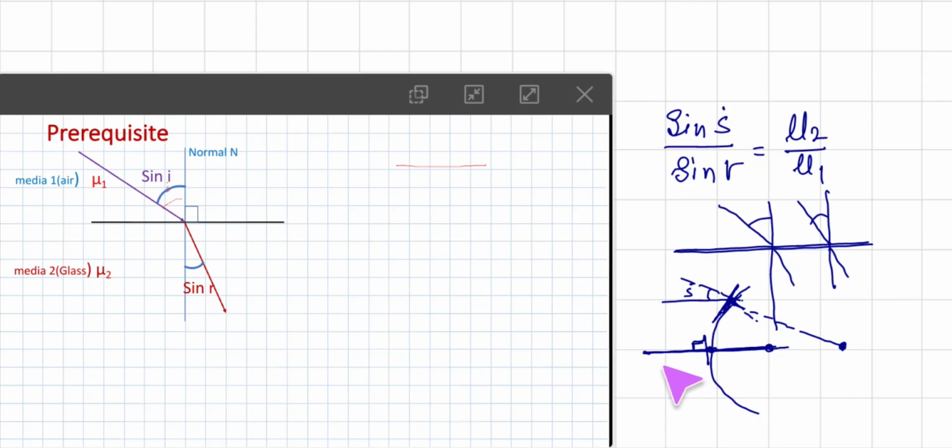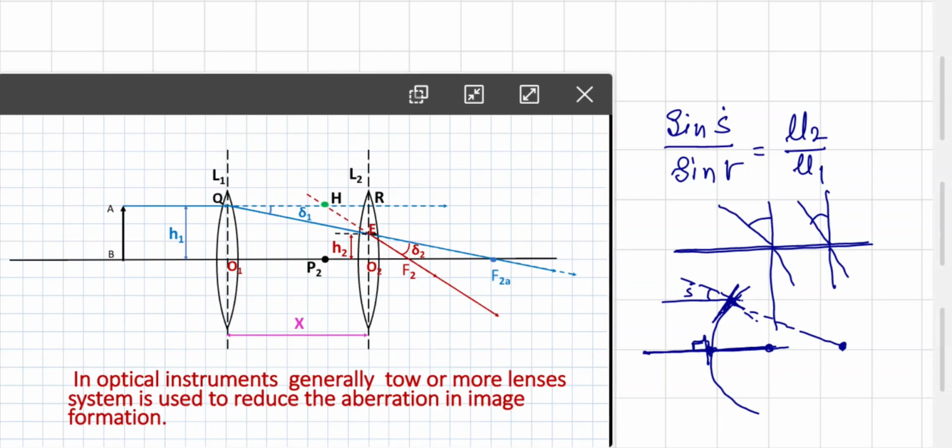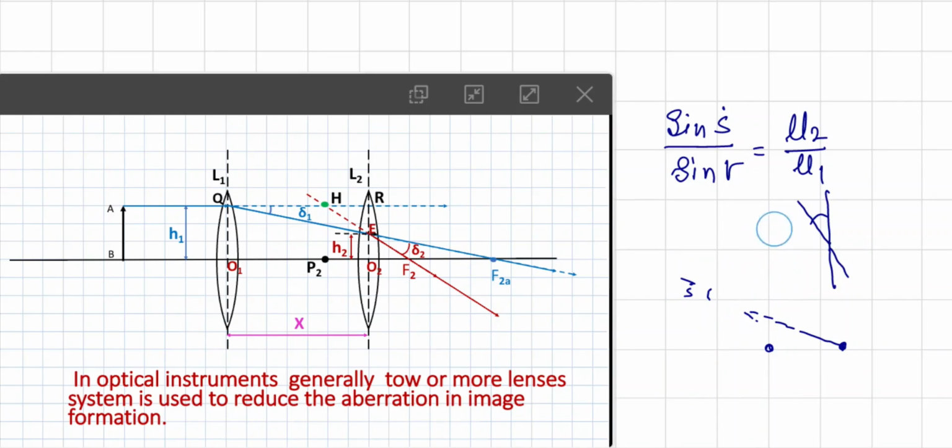So one important thing you should note is that the ray which is passing through the optical center, and in this case is normal to the point or plane at that particular point, goes straight through the optical center. That you should remember. Now in an optical instrument, generally a two or more lens system is used to reduce the aberration in the image. So remember, in the case of a single lens system, the main problem is the formation of the image.